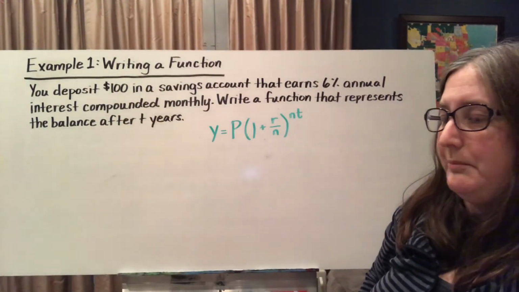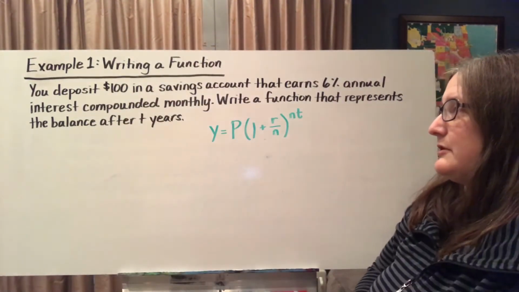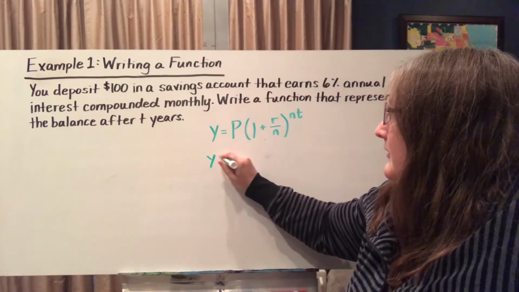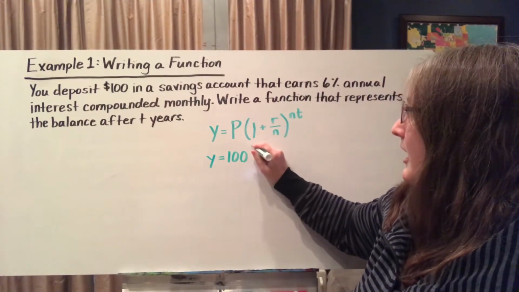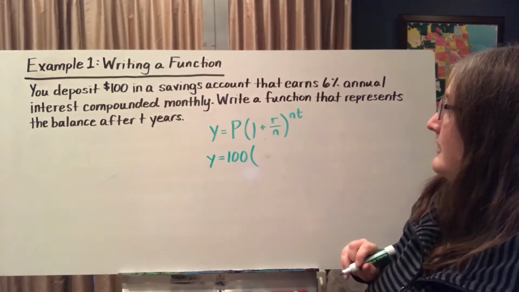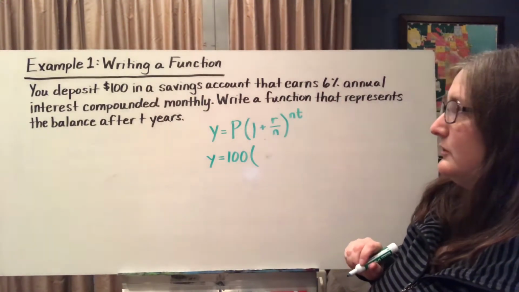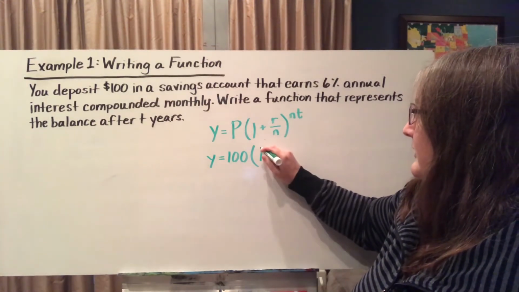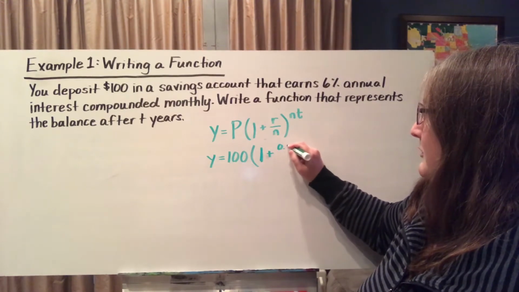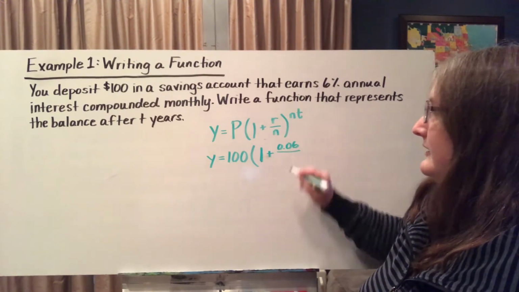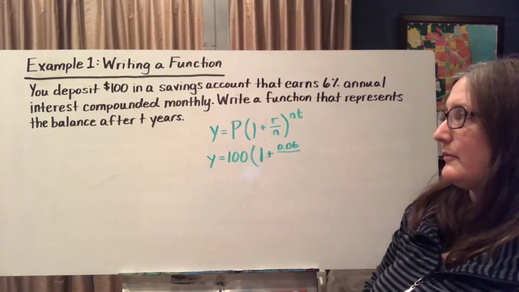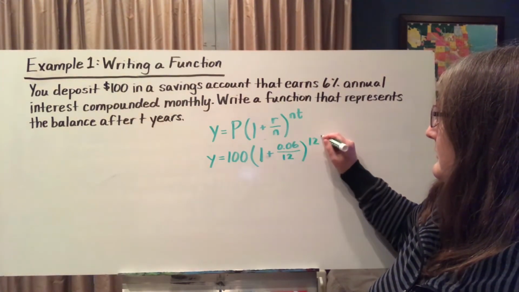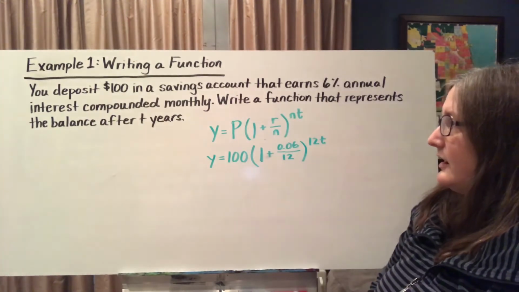So let's say we're opening a savings account and the first thing we're going to put in is $100. That's what we're starting with. That is our principal. Our rate that they're going to give us is 6% annual interest compounded monthly. So 6% is our rate. I need to write it in decimal form, so 0.06, and it's compounded monthly. So in a year we have 12 months, so it's going to be compounded 12 times. So here is our function.